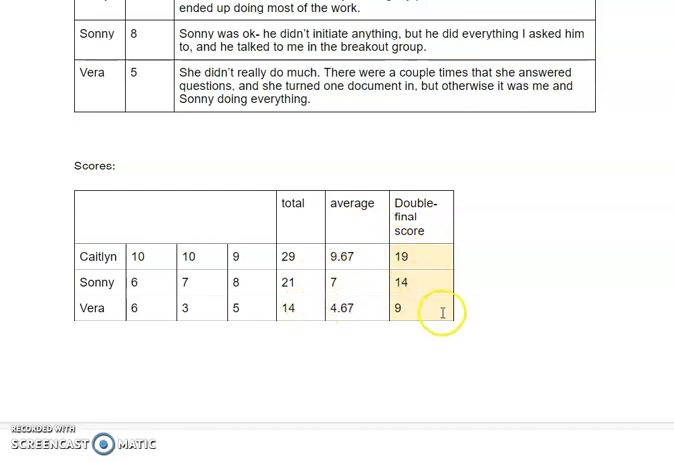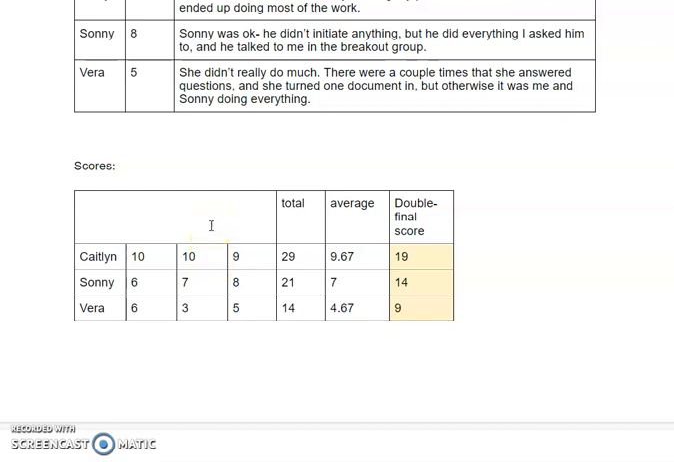Same process for the other group members. So Caitlin ends up with a 19 out of 20, Sunny ends up with a 14 out of 20, and Vera ends up with a 9 out of 20. Now this also allows me to see if there are some questionable scores in here. For example, if everybody's giving Caitlin 10s and then somebody gives her a 1, I'm going to be real suspicious about that. A little bit of variance here and there is fine. That's what I'd expect. But if there's anything that's standing out a lot, then I can see that and question that.